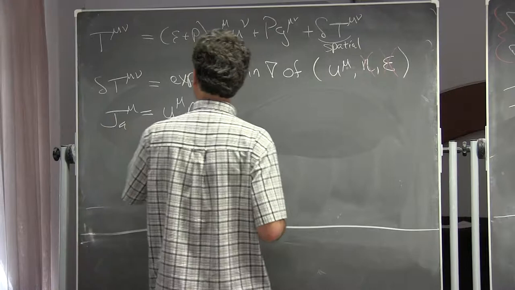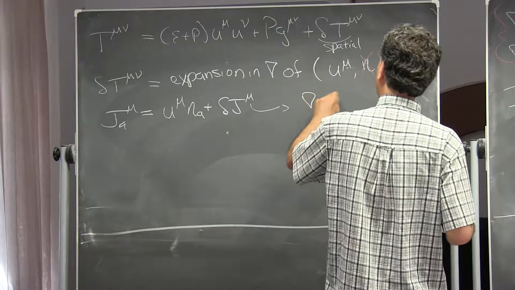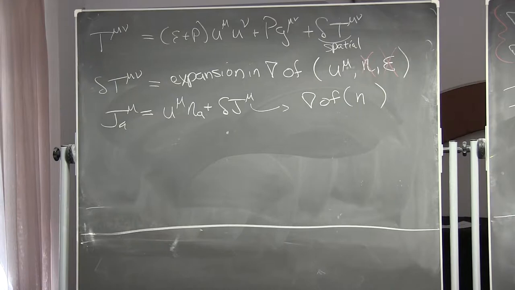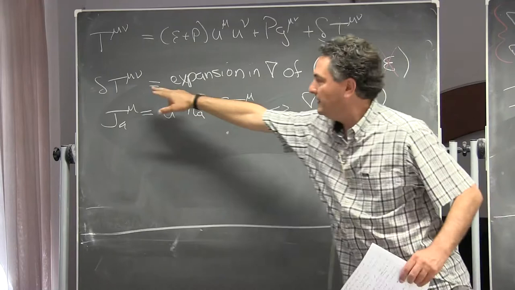And this should have an expansion in derivatives of n. And I can eliminate the derivatives of the other things in expressing delta j, and I can eliminate the derivatives of these things in expressing delta T mu nu. Okay? I will concentrate on delta T mu nu.